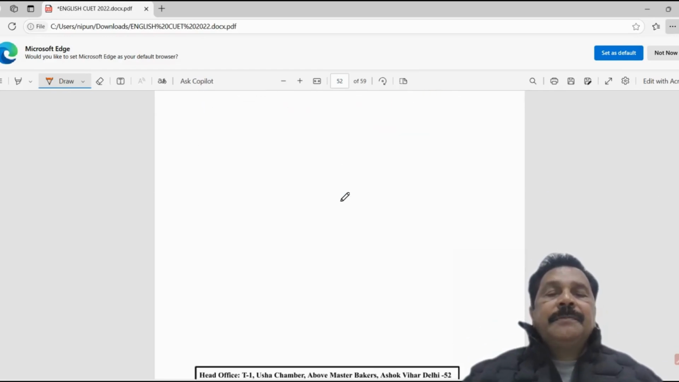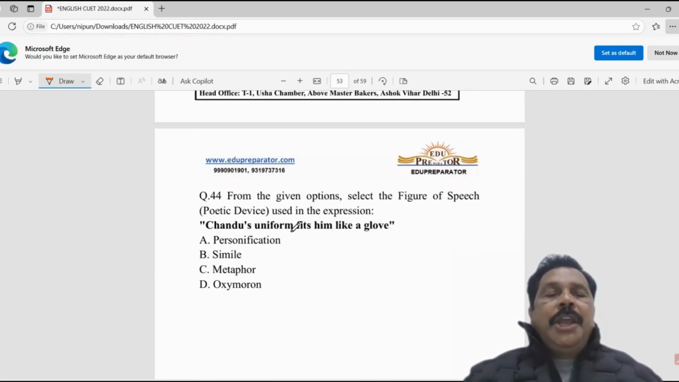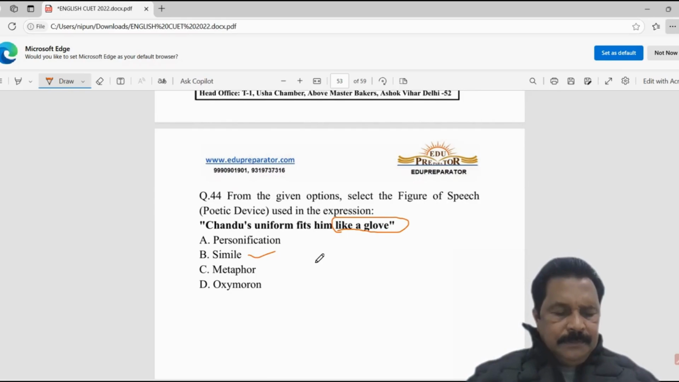Next is, again, choose the figure of speech. Chandu's uniform fits him like a glove. Immediately we know that 'like' is used with the simile. So the answer is simile. And personification we already discussed. Now please note down this word. Oxymoron means two opposite ideas are put together.